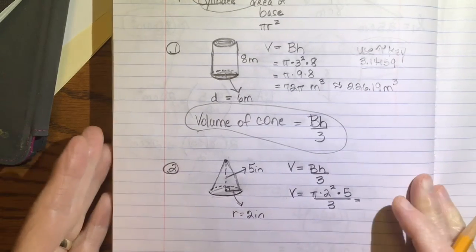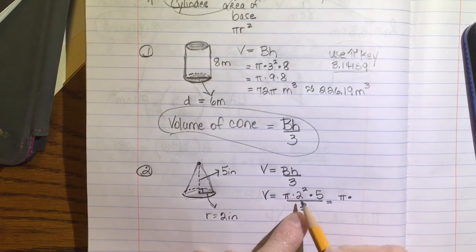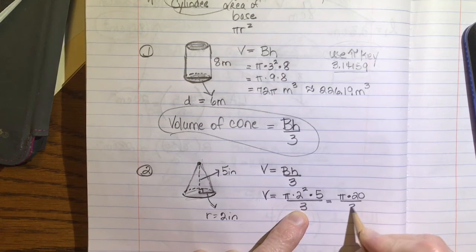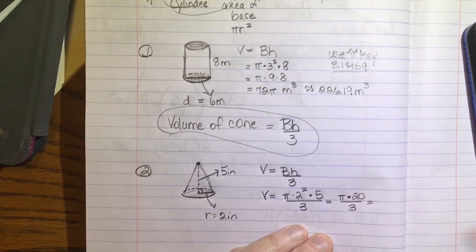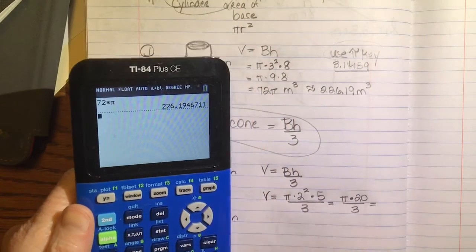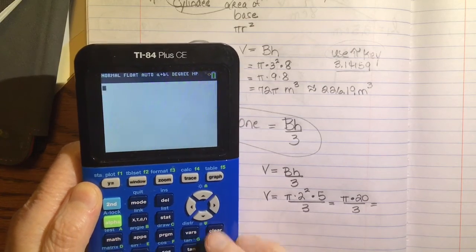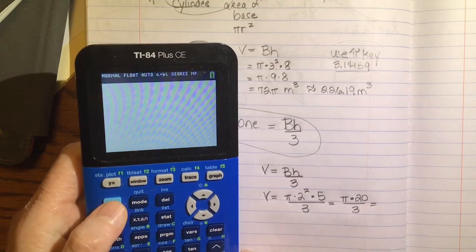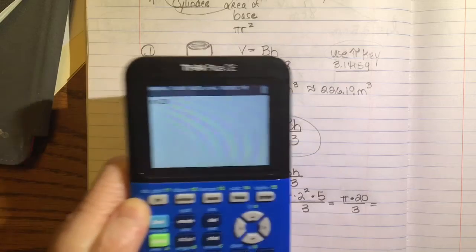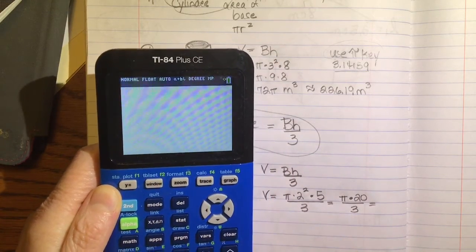So now you can clean up. You can type it any way you want to on your calculator. You've got pi times, and if it's okay with you, I'm going to go ahead and do the 4 times the 5, which is 20, divided by 3. You can turn that around if you want to. I'm going to go ahead and type pi times 20. It is commutative, so you can actually type 20 times pi or pi times 20. So I'm going to do what I've got there, pi times 20, divided by 3.